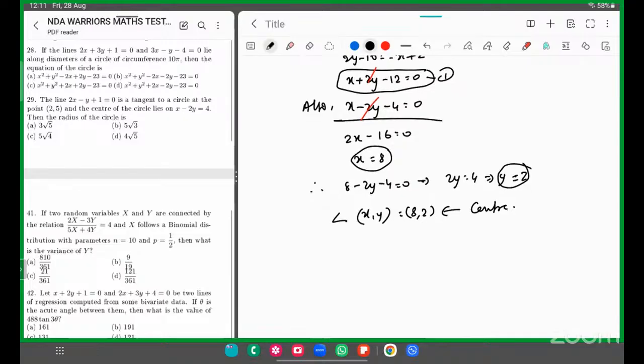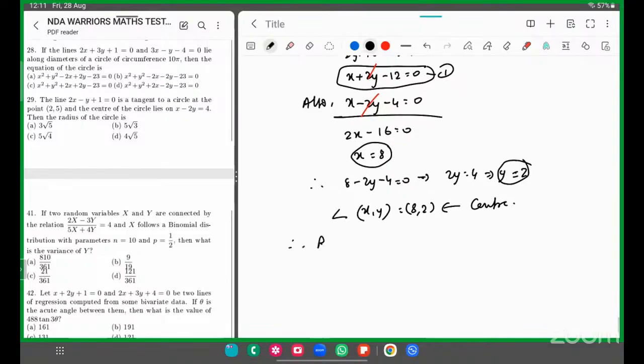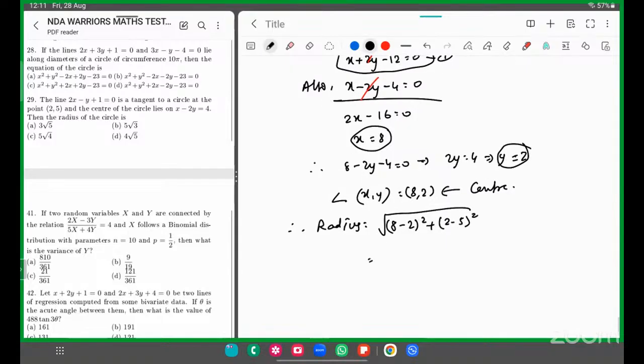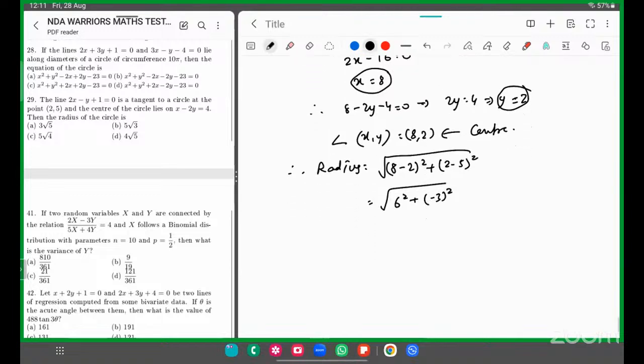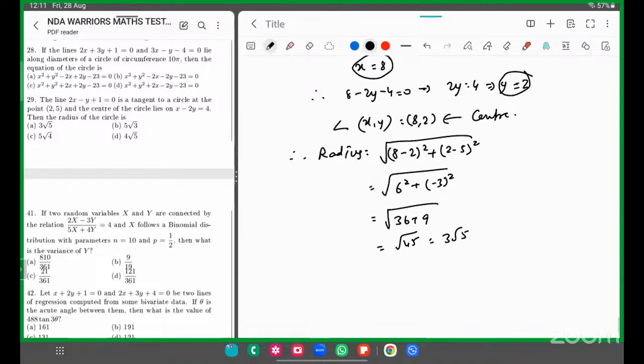Okay. I got the center now. Therefore, radius will be the distance formula. Radius is equal to under root of x2 minus x1, that is 8 minus 2 whole square plus 2 minus 5 whole square. Under root 6 square plus minus 3 whole square. That is under root 36 plus 9. Under root 45. That is 3 root 5. So option number A is our answer. Option A. Next.